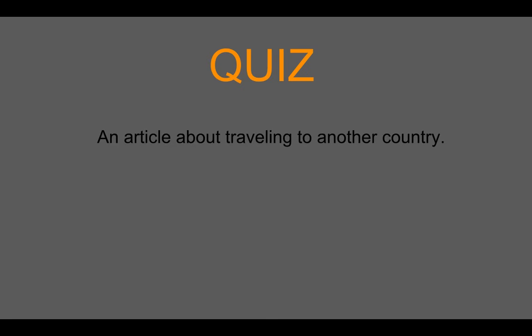Our next example here is an article about traveling to another country. And articles are going to be a pretty strong indicator that this is going to be nonfiction, and especially when we see that the information that we're getting is about traveling to another country. Perhaps we're searching on the internet about traveling. We're going to want real information, true information, and therefore this would be nonfiction.